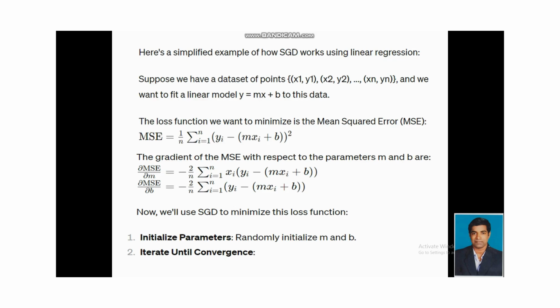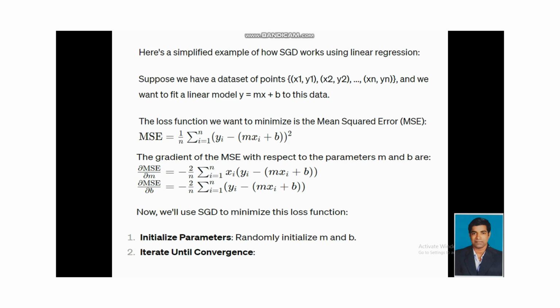Here is a simplified example of how SGD works using linear regression. Suppose we have a data set of data points (x1, y1), (x2, y2), up to (xn, yn), and we want to fit the linear model y is equal to m x plus b to this data. The loss function we want to minimize is the mean squared error, MSE. MSE is equal to 1 by n, summation i is equal to 1 to n, of (yi minus (m xi plus b)) the whole squared.